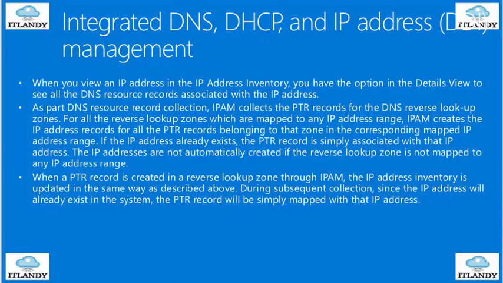As a part of DNS resource record collection, IPAM collects PTR records for DNS reverse lookup zones, for all the reverse lookup zones which are mapped to any IP address range. When a PTR record is created in a reverse lookup zone through IPAM, the IP address inventory is updated in the same way as described above during subsequent collection. Since the IP address will already exist in the system, the PTR record will simply be mapped to the IP address.